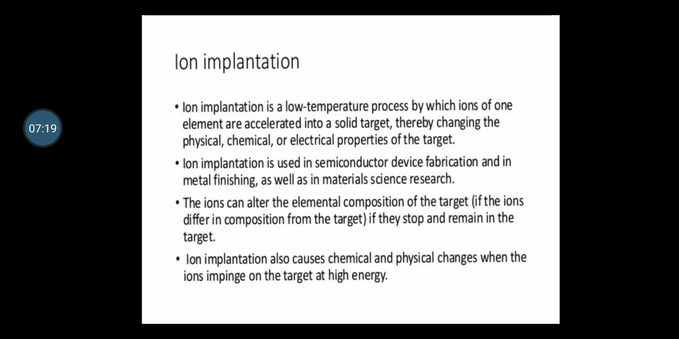Next one is the ion implantation. Ion implantation is a low temperature process by which ions of one element are accelerated into a solid target, thereby changing the physical, chemical or electrical properties of the target. Ion implantation is used in semiconductor device fabrication and in metal finishing, as well as in material science research. The ions can alter the elemental composition of the target if the ions differ in composition from the target, if they stop and remain in the target. Ion implantation also causes chemical and physical changes when the ion impinges on the target at high energy.